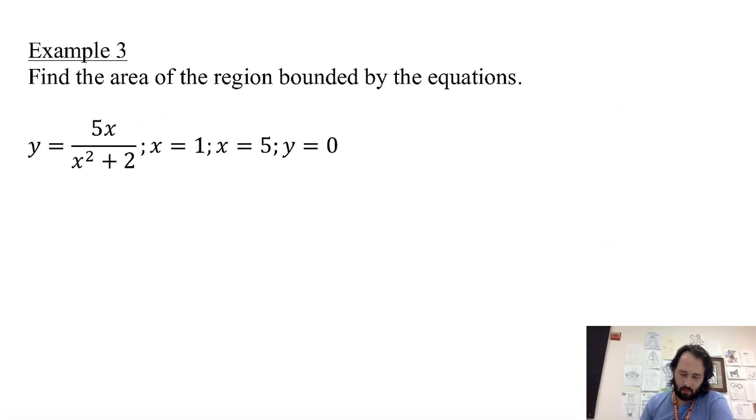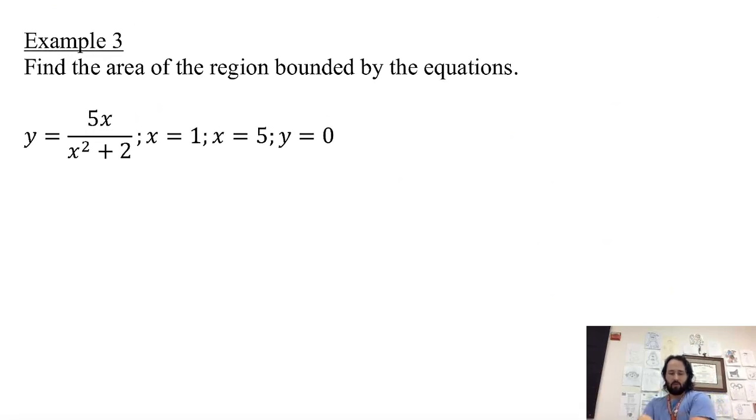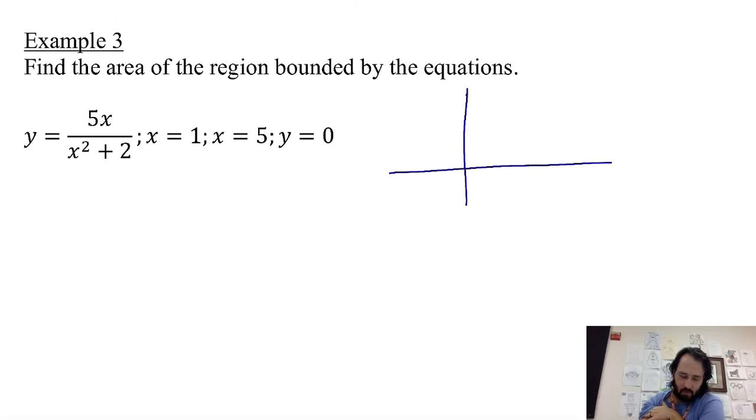Alrighty. Find the area of the region bounded by the equations. So let's see what we have. We have 5x over x squared plus 2. That'll be easy enough to do u substitution with. From 1 to 5, so if you're thinking about the graph of this thing, y equals 0, 5x over x squared, it's going to be positive, so something-ish like this, right? And I'm just trying to find the area from 1 to 5, and between y equals 0 as well. Right, so it's just bounding it by the x-axis.